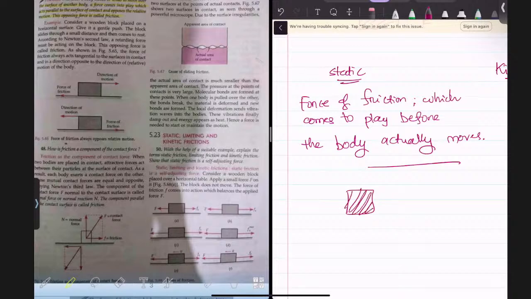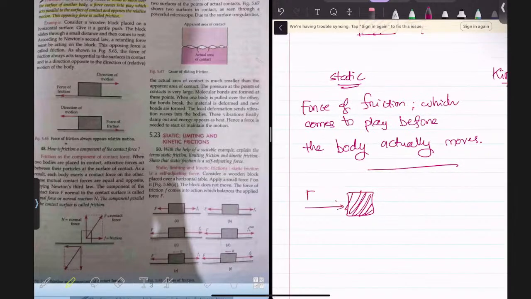This is an object. If you are giving a force of F, the force that this object exerts in opposition before it moves, F small s, is known as static friction. If you want to move this body, you have to give a force which is larger than the static friction. If F is larger than Fs, then only it will move.